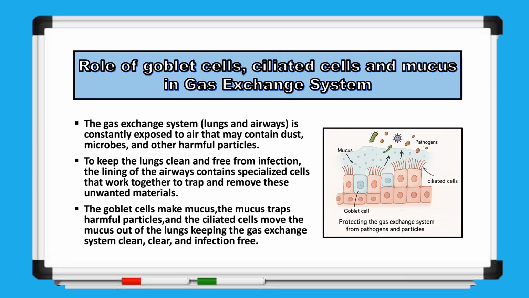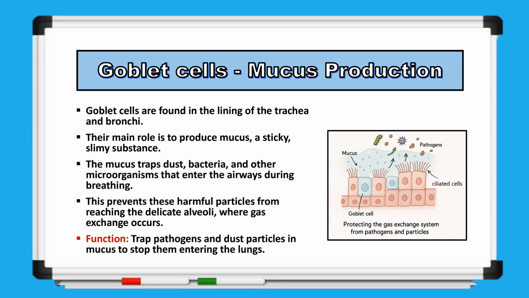First, let's start with goblet cells, whose main role is mucus production. Goblet cells are located in the lining of the trachea and bronchi. Their main function is to produce mucus, which is a sticky, slimy substance. This mucus traps dust, bacteria, and other microorganisms that enter the airways when we breathe, preventing these harmful particles from reaching the delicate alveoli, where gas exchange takes place.